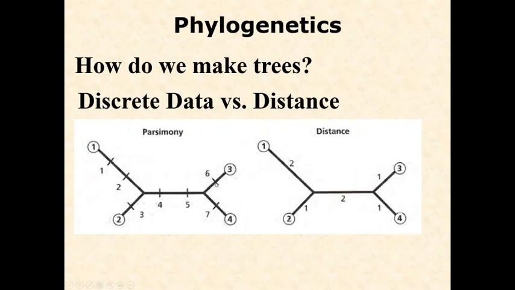So character number 6 has a mutation right here. That means 3 is different than everything else. Character 5 has a mutation on this branch, which means 3 and 4 are the same, but they are different, separated by that mutation from species 1 and 2.